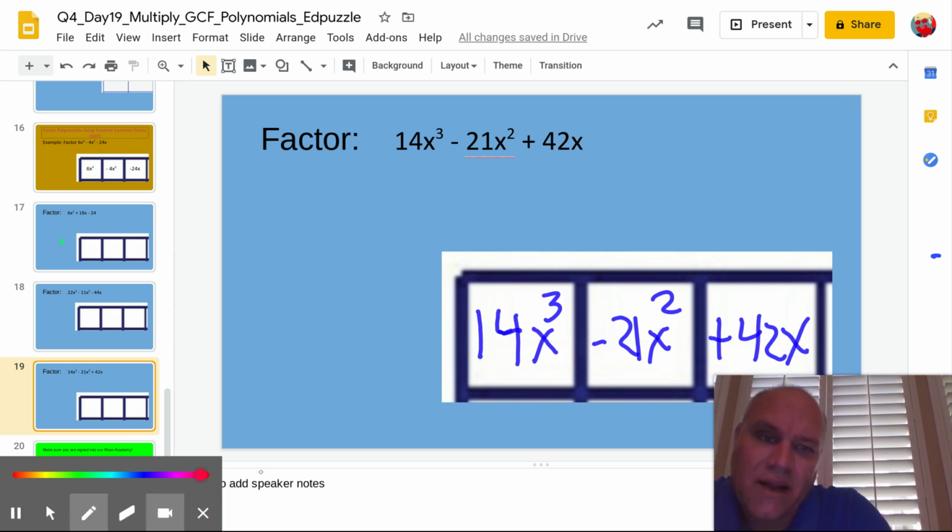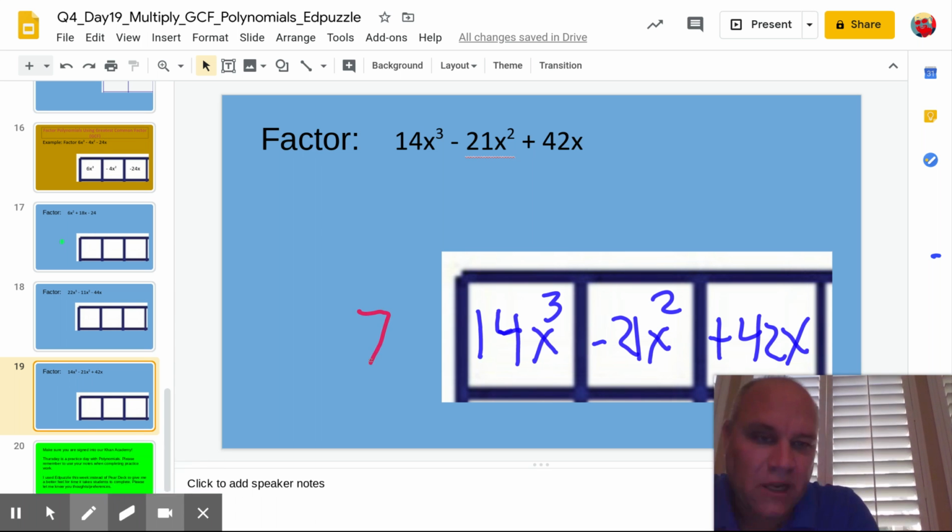All right, so the greatest common factor for the number, 7 would work. 7 goes into 14, 21, and 42. What about 14? 14 goes into 42 three times, but not 21. So 7 is our greatest common factor for the number. And the variable, it's going to be x to the first. So we pull out 7x.